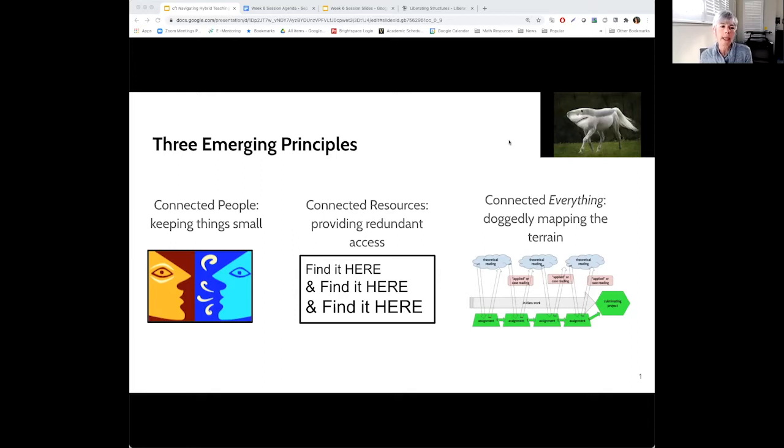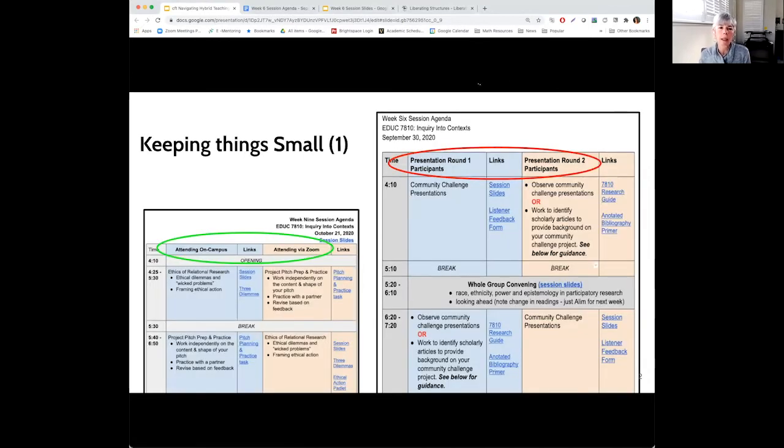So one was this idea of connected people, keeping things really small. The second was the idea of connecting resources and providing redundant access to students for the things that they needed for class each time. And then this connected everything, like doggedly mapping where we were in the course, how pieces fit together and how they built on one another. And taken together, I think those things were really helpful in our all learning in this very weird hybrid environment. So let me talk first about keeping things small.